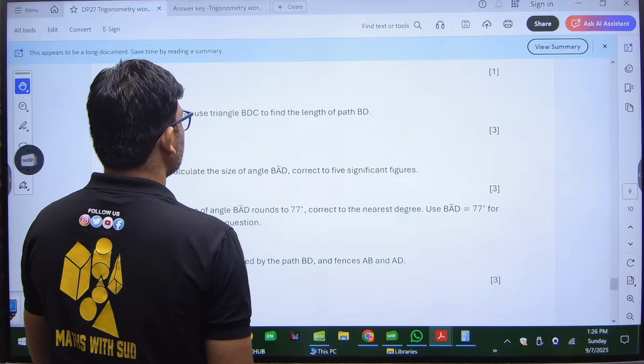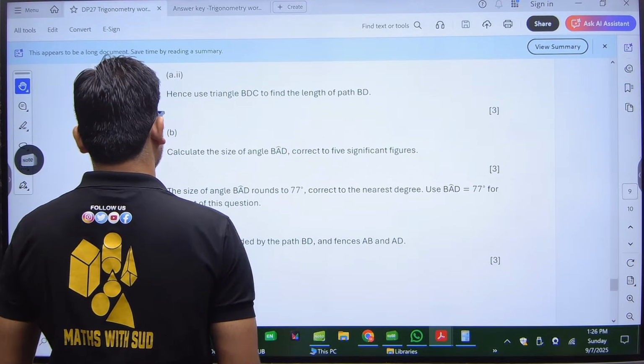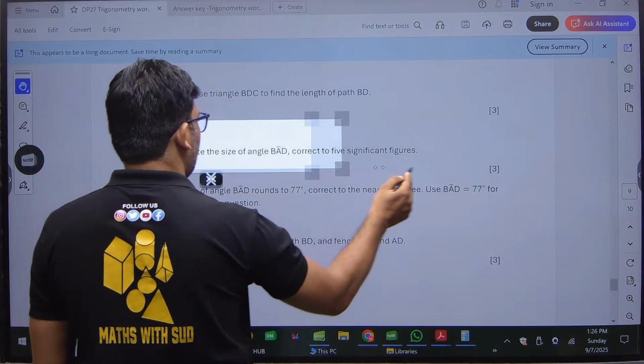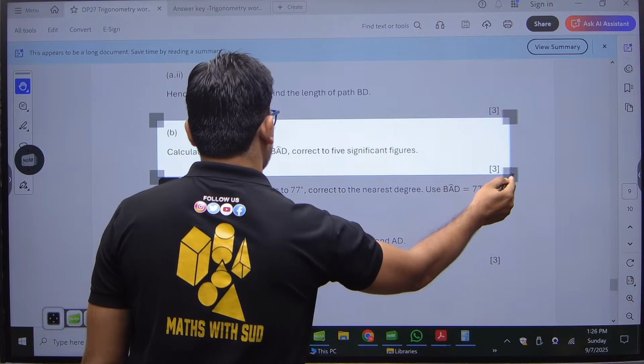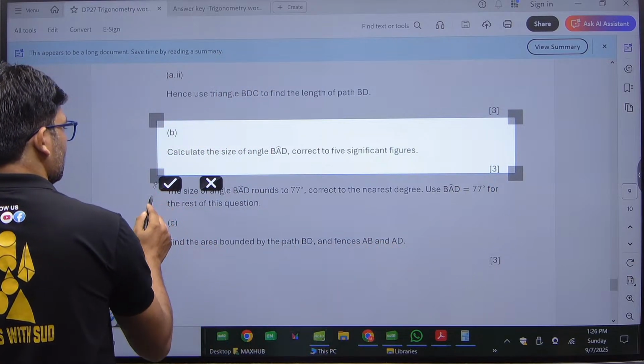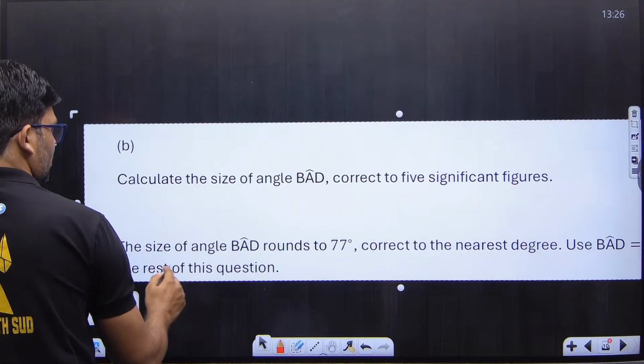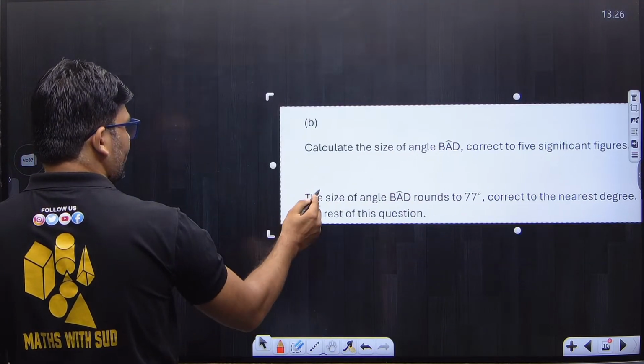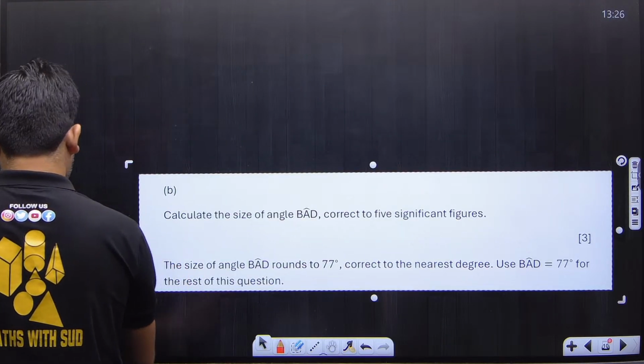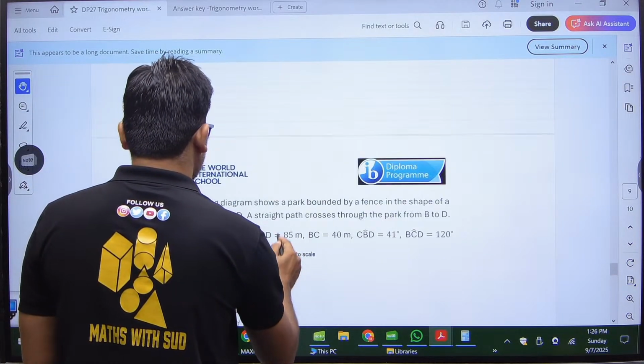Now they are asking us, calculate the size of angle BAD correct to 5 significant figures. Are you aware about significant figures?